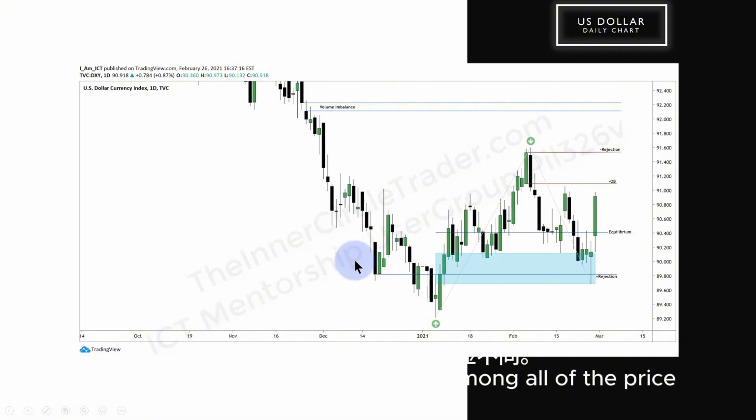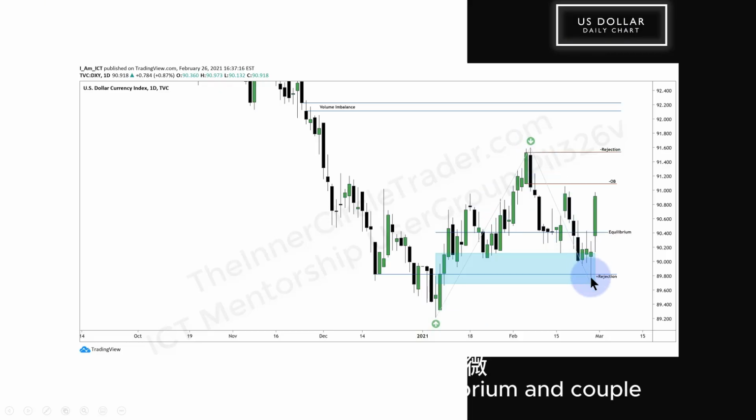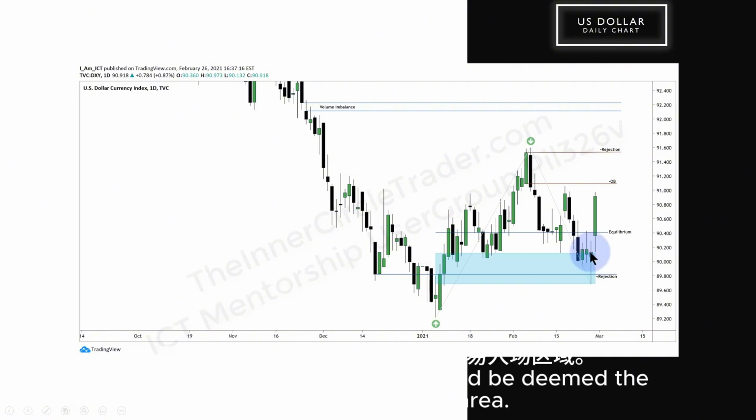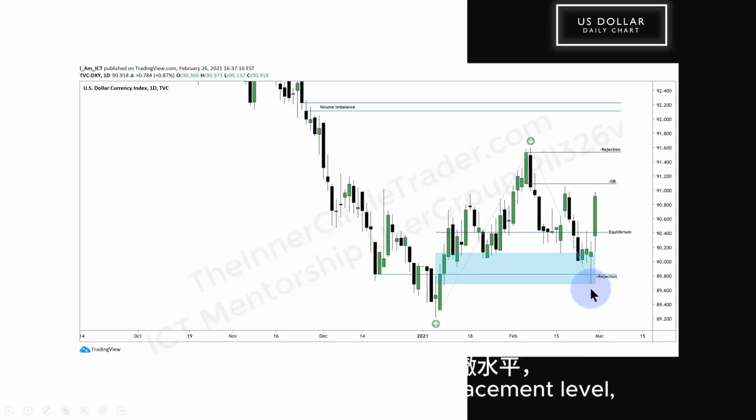This one here, clearly distinguished among all of the price swings. This one is the stop run below that low. So that rejection block is the pure rejection block by my definition. The low to high, it trades back down below equilibrium, and couple that with that rejection block. The blue shaded area is what would be deemed the optimal trade entry area. In other words, this is 62% retracement level, 79% retracement level, respectively.